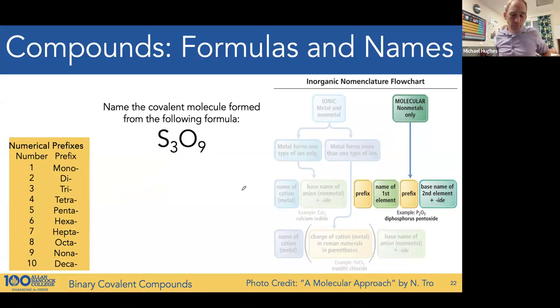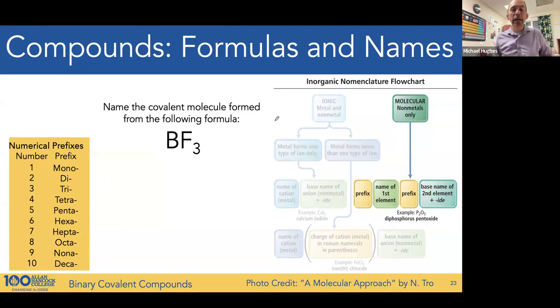Is there a metal? No, sulfur and oxygen, both not metals. So we'll use the prefixes. Does the first element have only one atom? Can we drop the prefix? No, not the case. This time we have 3 sulfurs, so we're going to be using tri for sulfur and 9 for oxygen, so nona for oxygen. So we're going to be using the prefix tri, sulfur, just the name of the element, and then nona, oxide. Trisulfur nonaoxide.